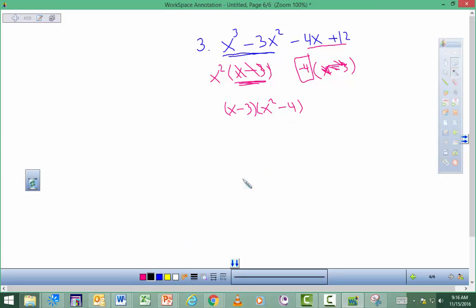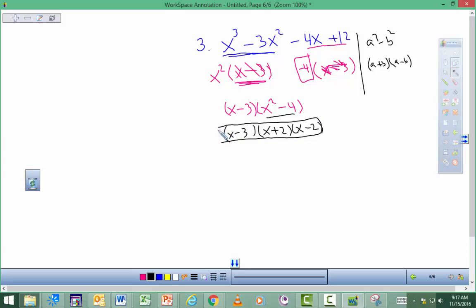Okay, so now you need to examine this. This isn't factored completely. It's not prime yet because this is a difference of 2 squares. And so once again, the difference of 2 squares, a squared minus b squared, factors to a plus b and a minus b. So that means this should factor to x plus 2 and x minus 2. And then this first factor here, x minus 3. And there you have it. This is completely factored now.